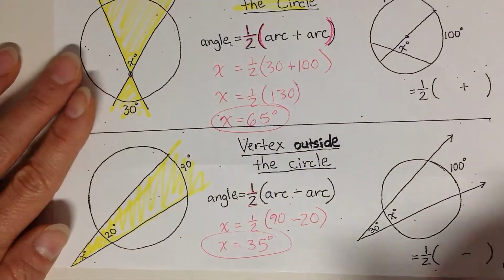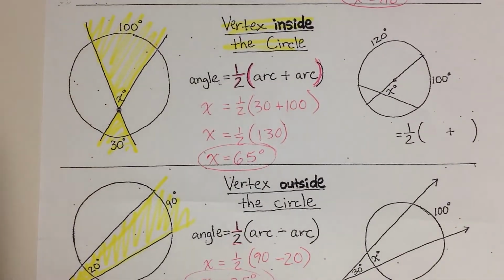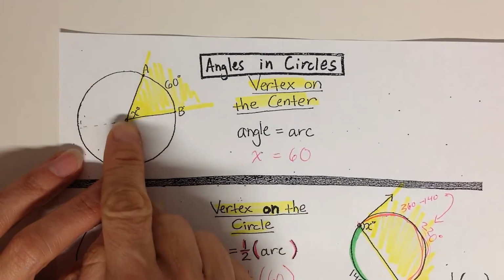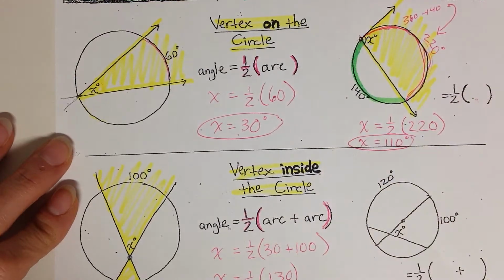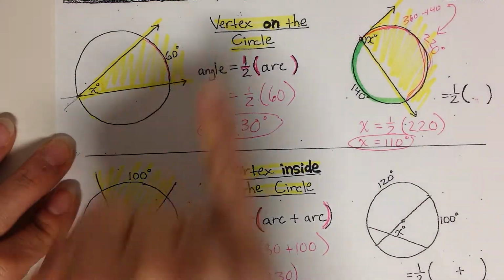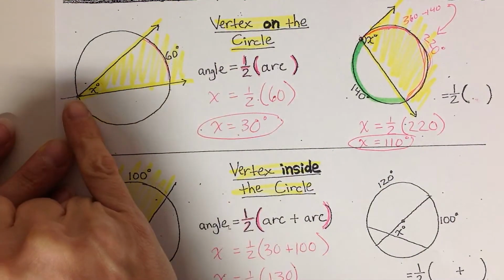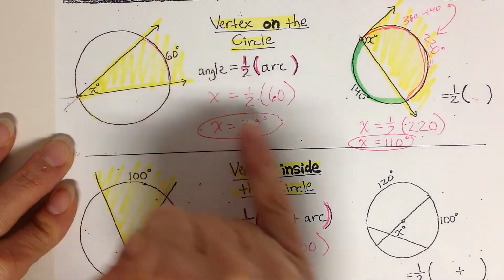So let's take a moment to process this. What's going on here? Center, equal. Easy one. Everything else you're taking half. It's always about where's the vertex. When you shade the one that's on it, you only find one arc, so just take half.